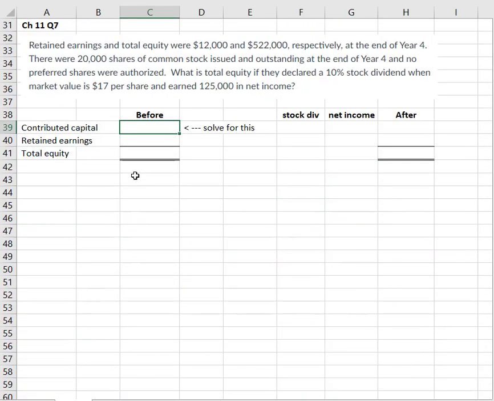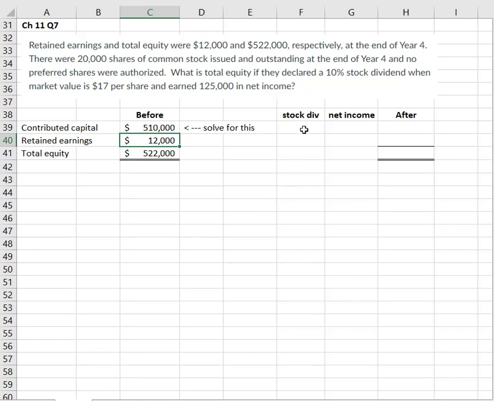All right, let's try another. So here we get some beginning numbers, and we're trying to figure out what total equity will be after a stock dividend is declared and net income occurs. They tell us we have beginning retained earnings of 12,000 and total equity is 522,000. So the rest must be contributed capital, because equity is made up of contributed capital and retained earnings less treasury stock, if there is any. Right now there isn't any because they didn't tell us about it. So contributed capital is the 510.